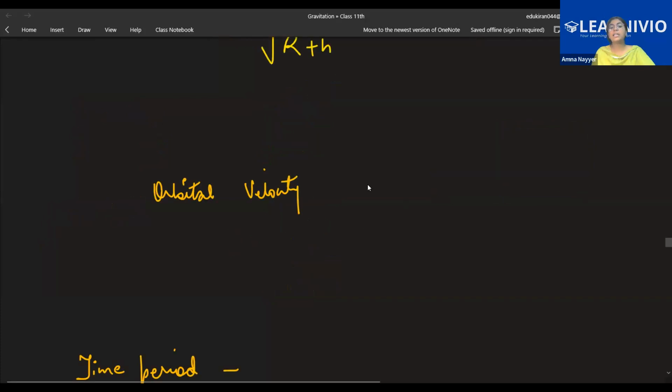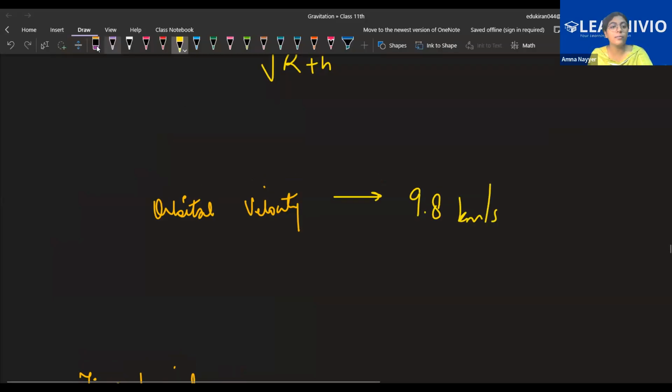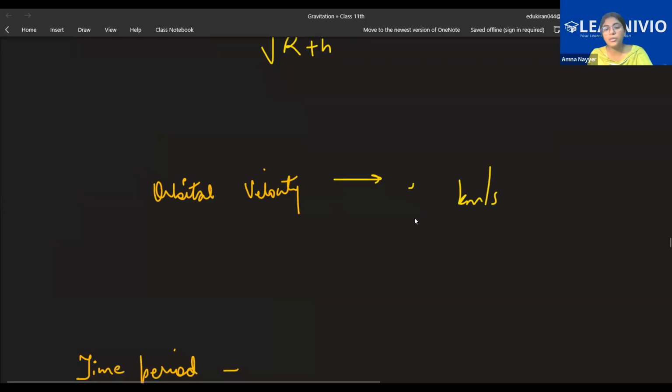When we are talking about orbital velocity, the value which you have to remember is 7.9 kilometer per second. And for the escape velocity, it is 11.2 kilometer per second. All right, write it down, then we'll see a derivation for time period.